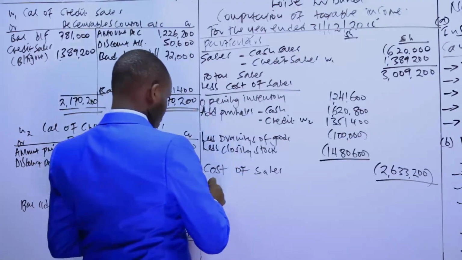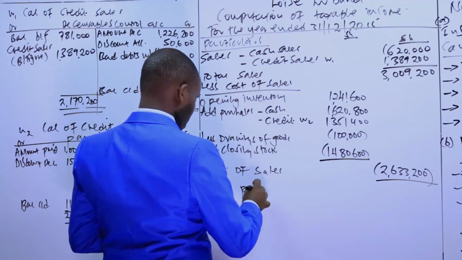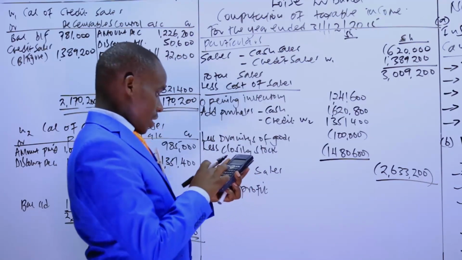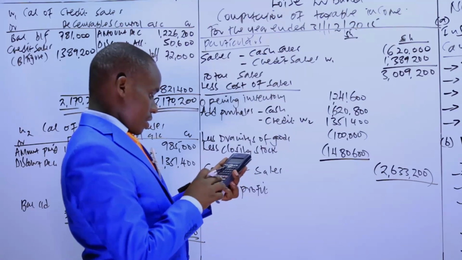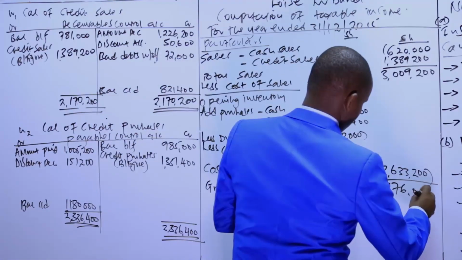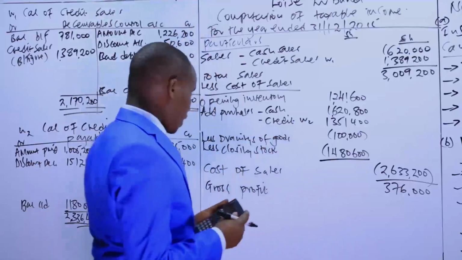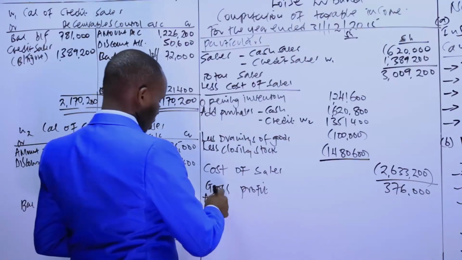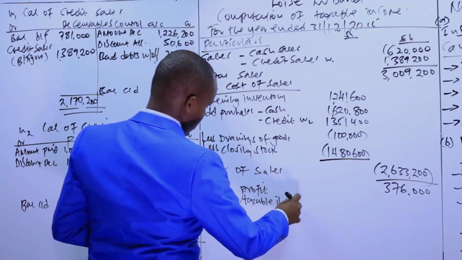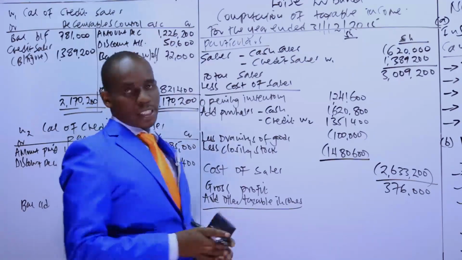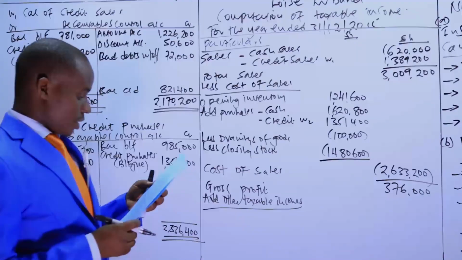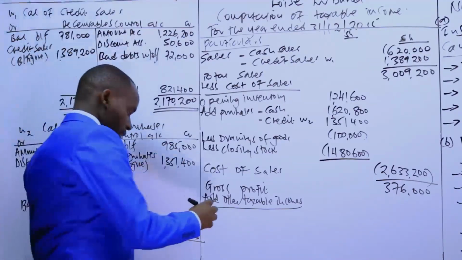From there we can get the gross profit. Gross profit now, we have 9,200 minus that answer, you get 376,000. Then you add any other taxable income. Other taxable incomes that we have in my question here, we have only the commission received.